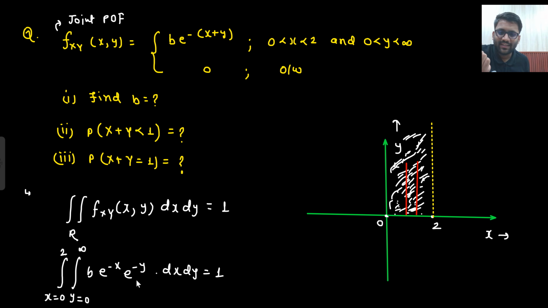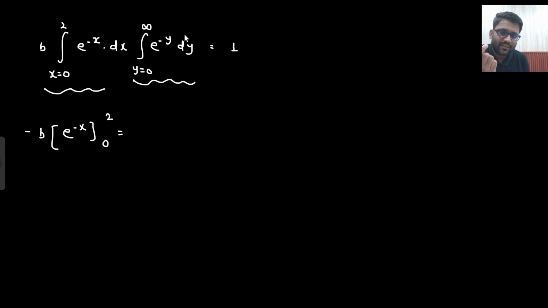So first I will integrate with respect to x. b is already a constant, e to the power minus x dx. And then I will integrate with respect to y, e to the power minus y dy, which should equal 1. So this integration will be 1 only. And what will this integration be? e to the power minus x from 0 to 2, with a negative sign.